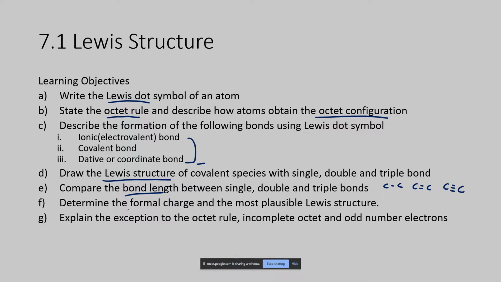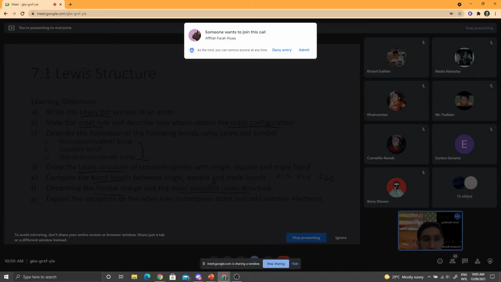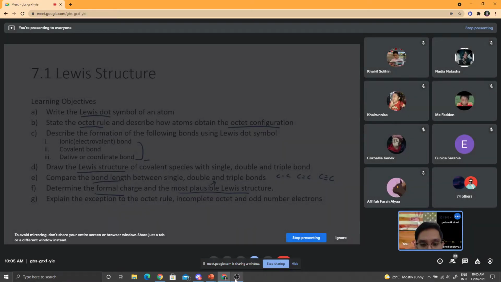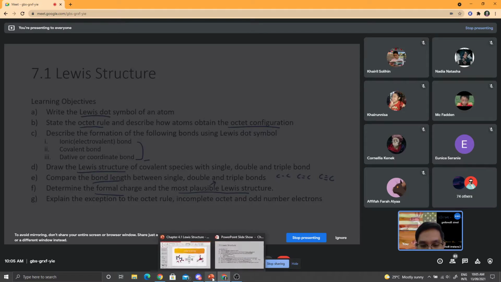And then formal charge and most plausible Lewis structure. So plausible, okay. What does plausible mean? This is not a spelling mistake, this is an actual word. So plausible is the most possible and stable.